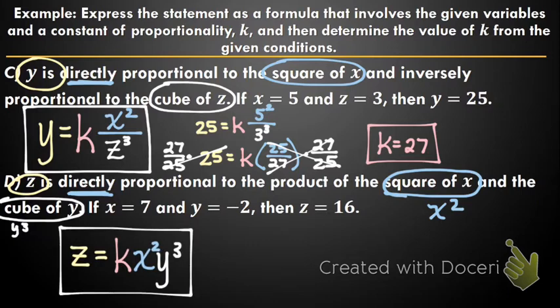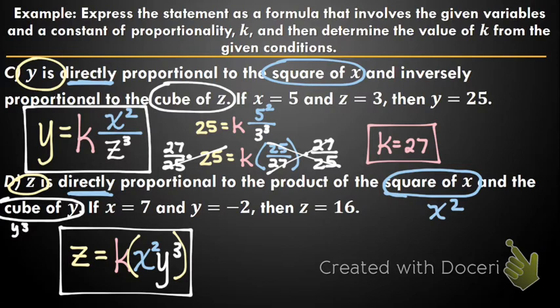There's my formula. Let's find k. So what is the product part of it doing? What does product mean? Multiply. So what pieces are being multiplied together? K and X. It's proportional to the product of what? Square of X. So the product of x squared and the cube of y. So we're going to multiply the x squared and the cube of y, and then because it's directly proportional, that also gets multiplied to k.